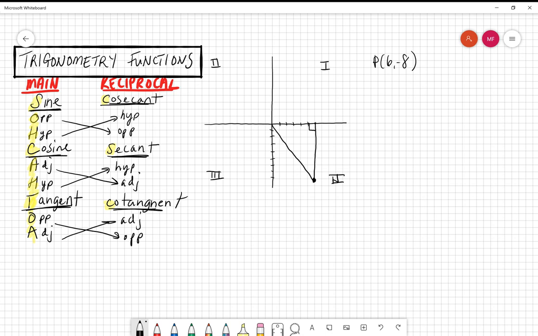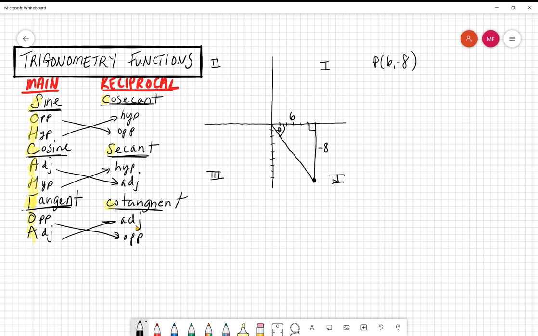I can label the sides in terms of their size. So 6 and -8. This is the angle that we're referencing from. So it's called a reference angle. And so we are going to find the sine, the cosine, the tangent, the cotangent of that angle. And I can actually label that theta. Okay. Or that's actually the reference angle.